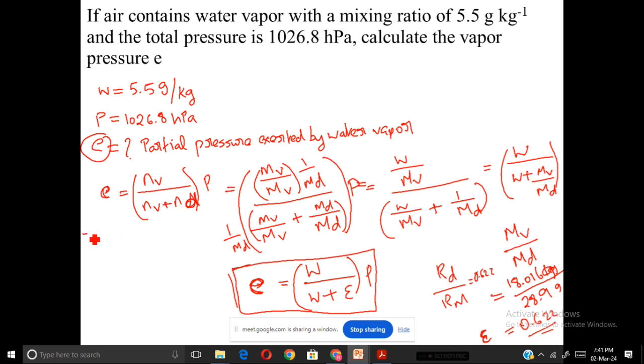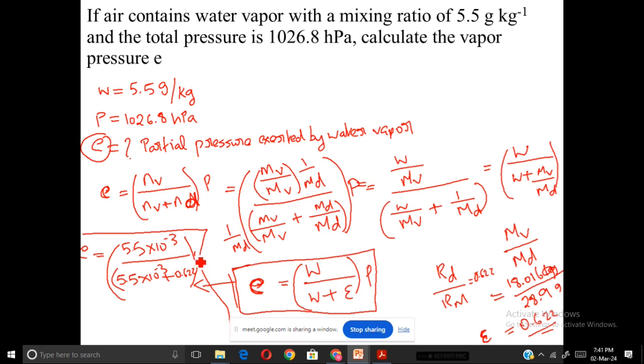So now if we substitute and calculate E, what is the value of W? It is 5.5 into 10 raised to minus 3 kilogram per kilogram. We have to do the calculations in SI units. So 5.5 into 10 raised to minus 3 plus 0.622 into the pressure. Pressure is 1026.8, and again we have to multiply by 10 raised to 2.